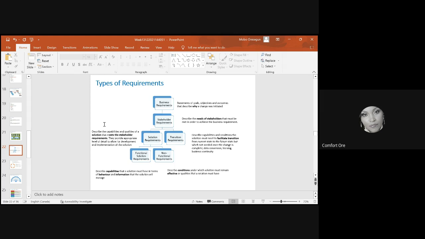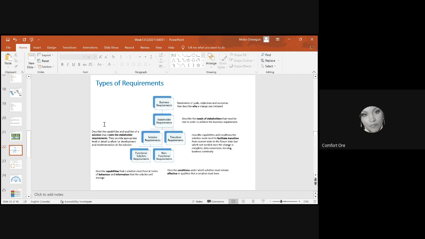We'll describe the how concerning the solution that we're preferring eventually. So that's the solution: how the solution is going to be performing, what the outlook is going to be, and all that.